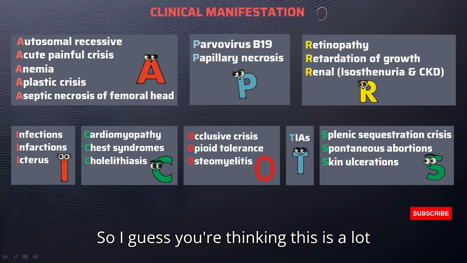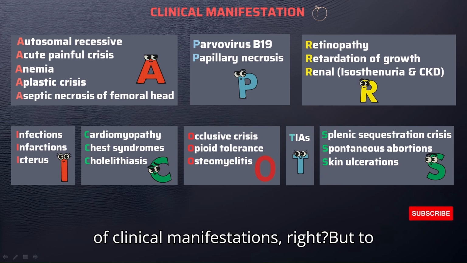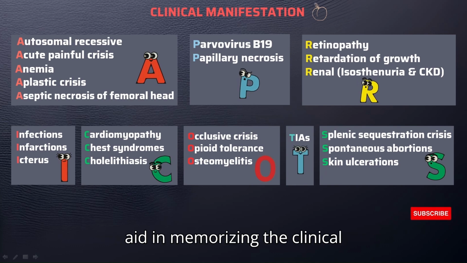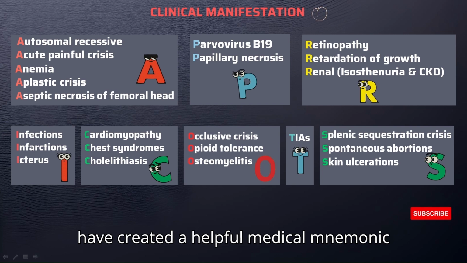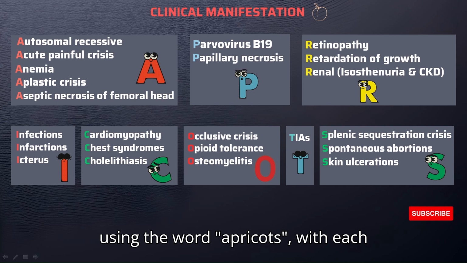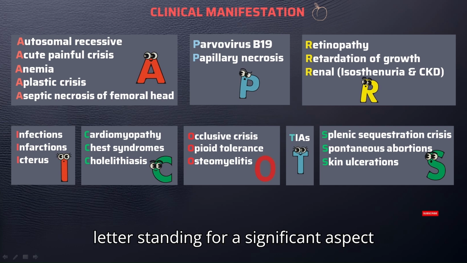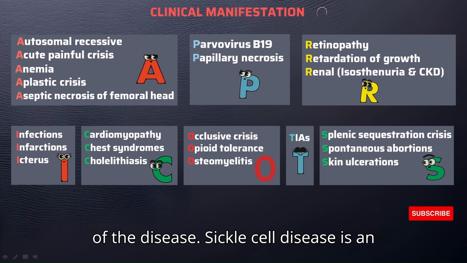So I guess you're thinking this is a lot of clinical manifestations, right? But to aid in memorizing the clinical manifestations of sickle cell disease, I have created a helpful medical mnemonic using the word apricot, with each letter standing for a significant aspect of the disease.